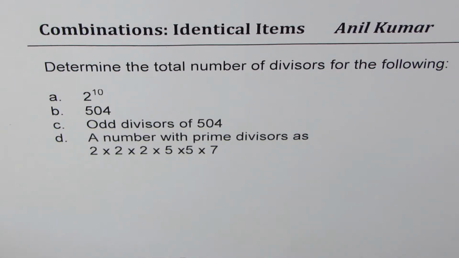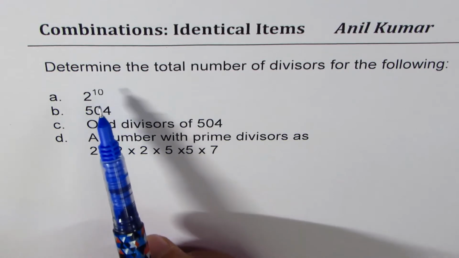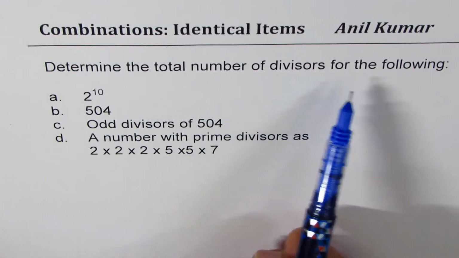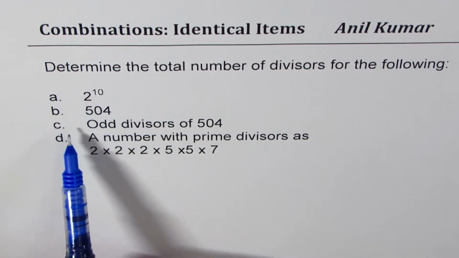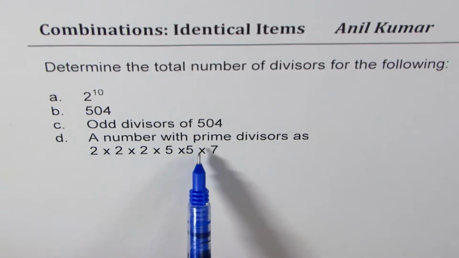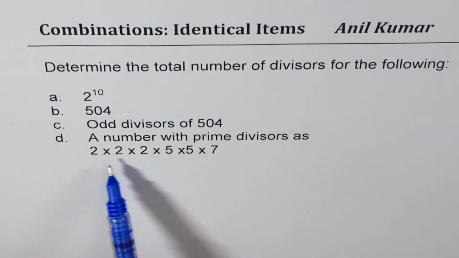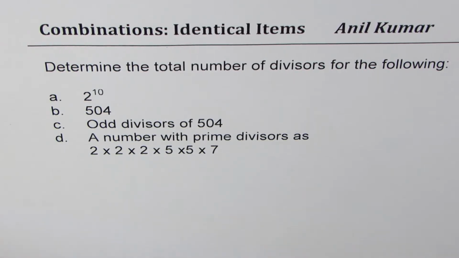Combinations with identical items. I'm Anil Kumar, and in this video, I have combined most of the examples which fall under the category of finding the number of divisors. The question here is, determine the total number of divisors for the following. Four questions are there: 2 to the power of 10, 504, odd divisors of 504, and a number with prime divisors as 2 times 2 times 2 times 5 times 5 times 7. You can always pause the video, answer the question, and then look into my suggestions.